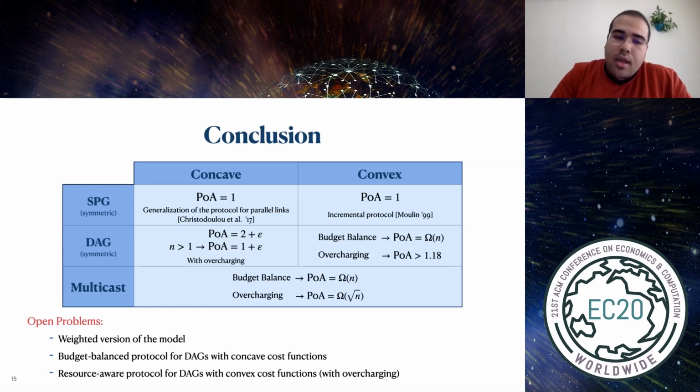And another open problem is to think about the gap that we have in the case of DAGs with convex cost functions. We have the lower bound of 1.18, but designing a protocol with constant price of anarchy greater than this value is of some special interest.